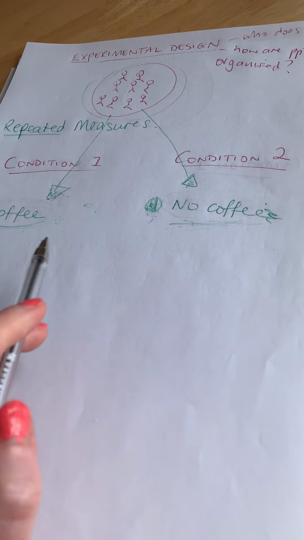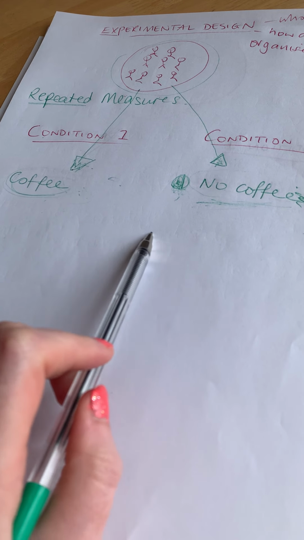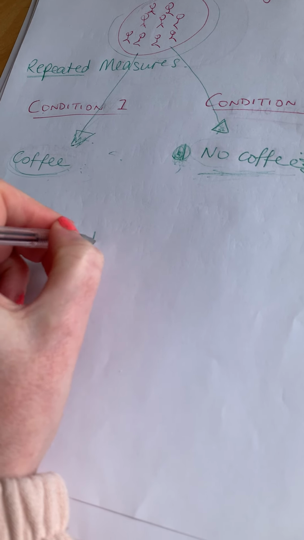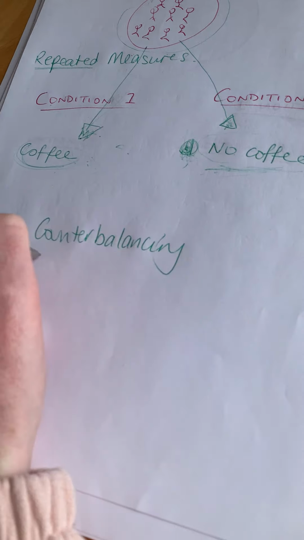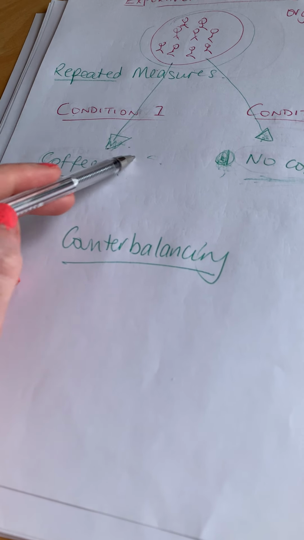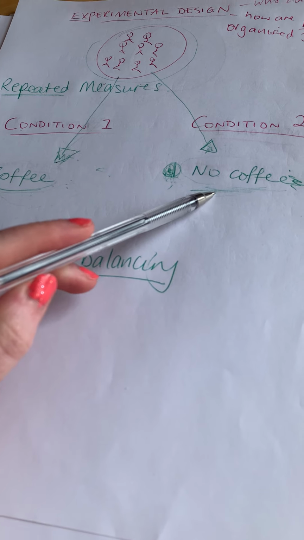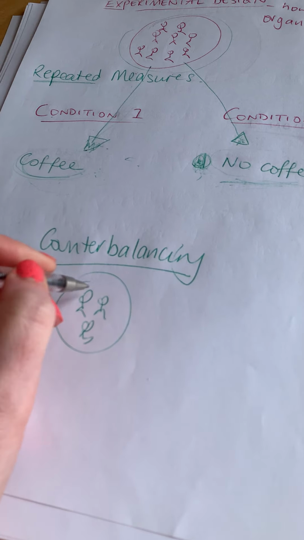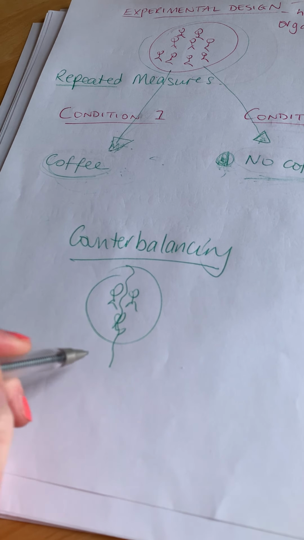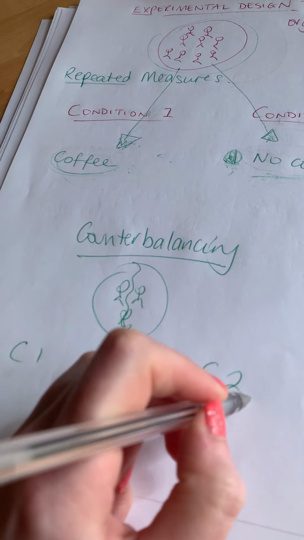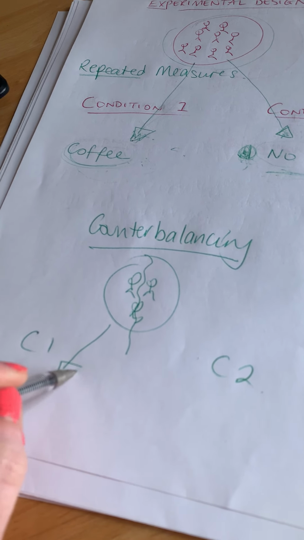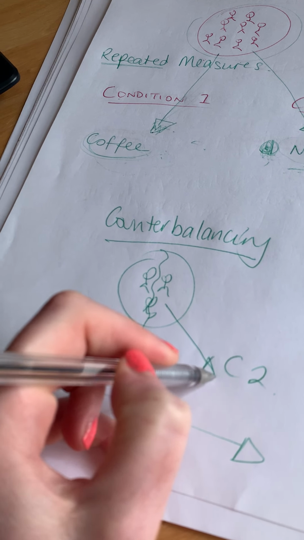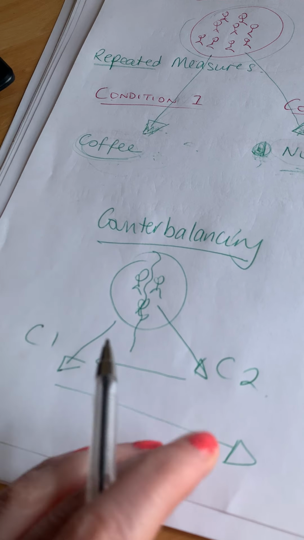One way of getting over this issue of order effects or practice effects is called counterbalancing, which means that instead of everybody doing condition 1 followed by condition 2, we take our sample and split them in half. Half of our participants will do condition 1 followed by condition 2, and the other half will start with condition 2 and then move on to condition 1.